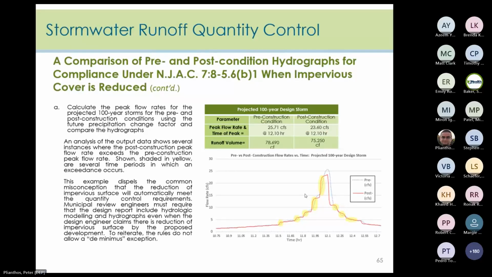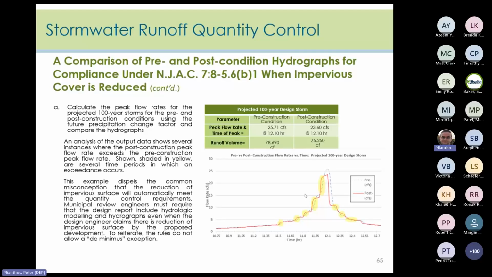However, when you export the hydrograph data into table format, which is converted into a chart here, you can see all the points on the post-construction hydrograph that exceed the pre-construction hydrograph, which are highlighted in yellow. You should similarly inspect all storm events this way, because again, this is just the projected 100-year storm.